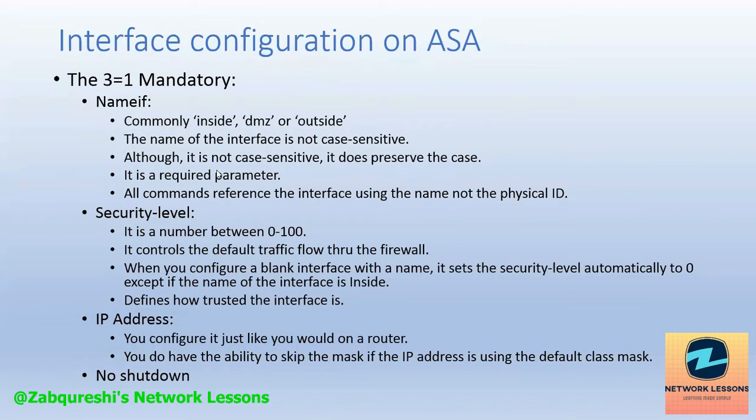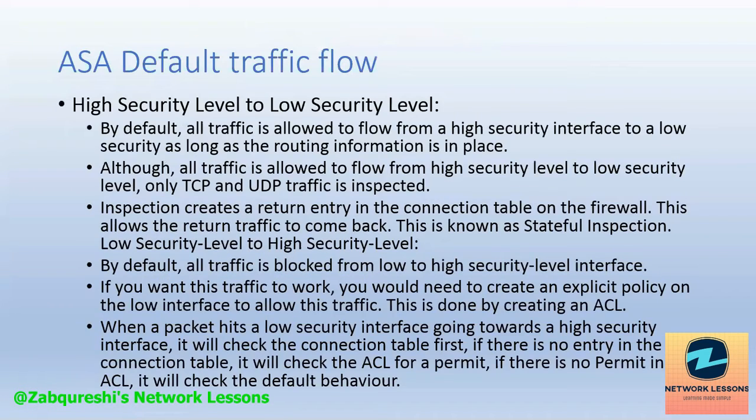In my first video, we went through the basic overview of the ASA, the history and the interface configurations. Now you know that ASA is a router, but it has some extra configurations on it. We basically talked about the security level as well, and the name if that has to be specified on the interface.